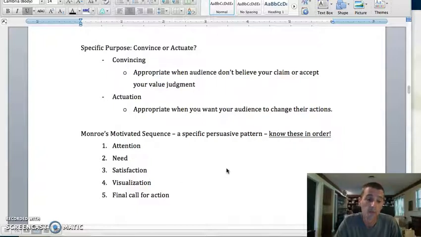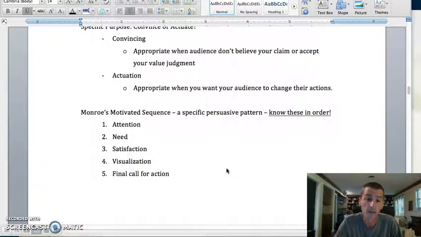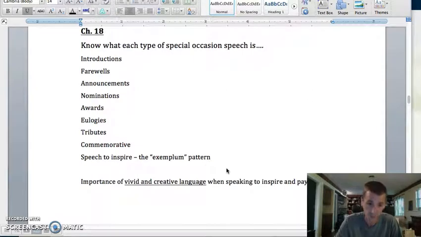So the Monroe's motivated sequence starts with grabbing their attention. Then you create a need. Then you satisfy that need within the content. Visualization means having the audience visualize a future where this need has been satisfied. And then finally, a final call to action. So attention, need, satisfaction, visualization, and call to action are the 5 steps.